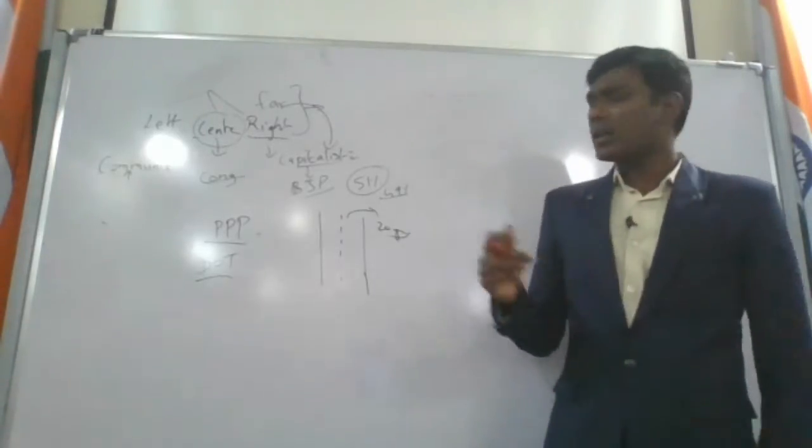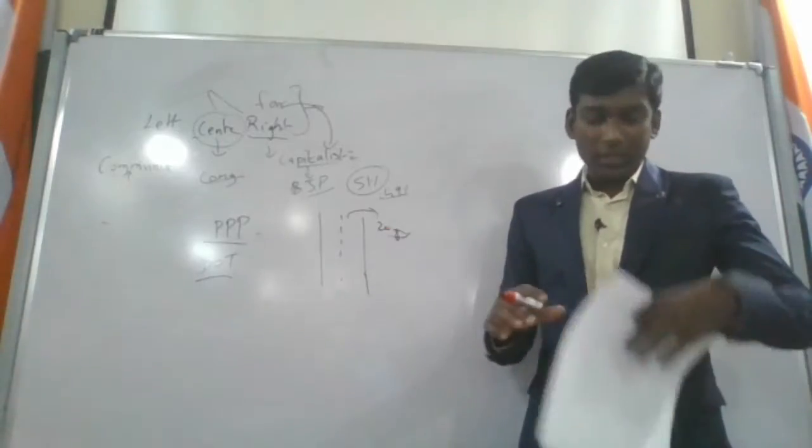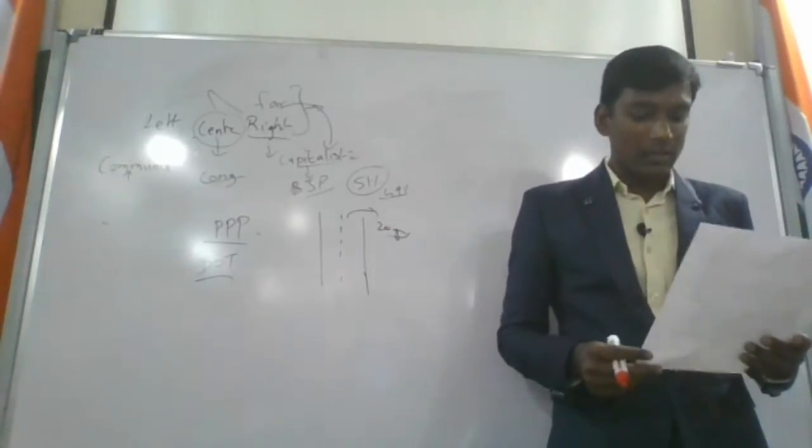So the steps have been taken. By next year, I think that will start working. So these are some things. Got it? So the government is targeting a $5 trillion economy by next year.